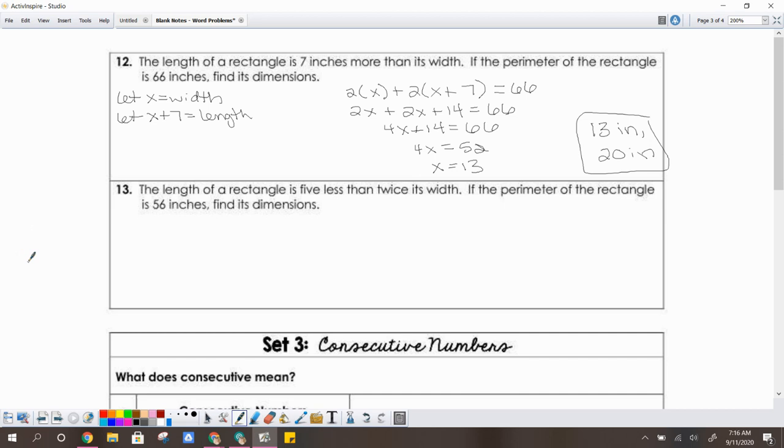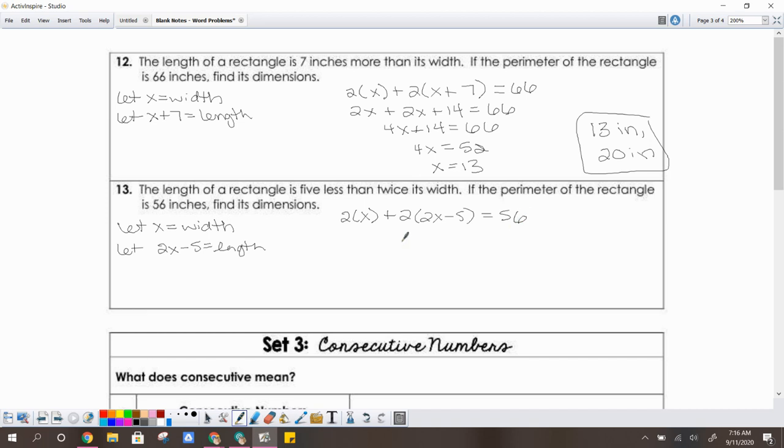All right, so number 13 says the length of a rectangle is 5 less than twice the width. If the perimeter is 56, find its dimensions. So again, pause, try it, come back. All right, so x is our width again, and we have 5 less than twice the width. So twice the width minus 5 should be your length. And then solve by plugging it in first. The whole total is 56.